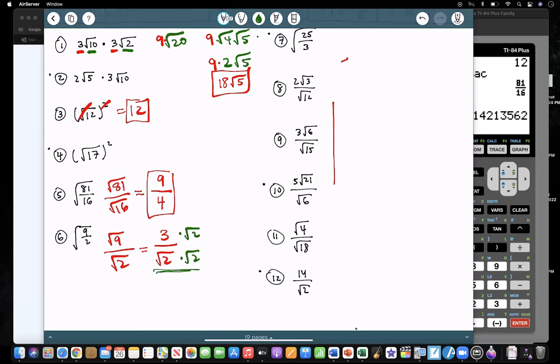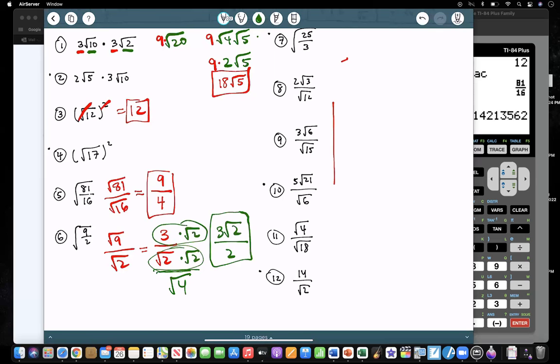So at the top, I'm just going to get 3 radical 2. And at the bottom, you get the square root of 4, which is 2. But remember, when you multiply by itself, the square roots undo each other, so the 2 is just going to come out. So this will be my final answer.